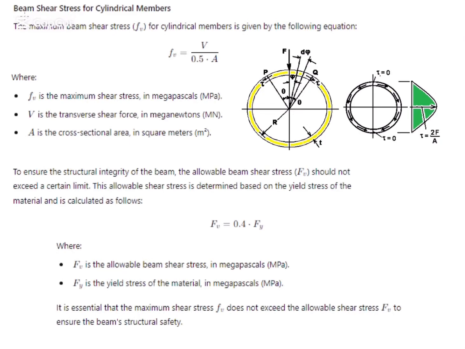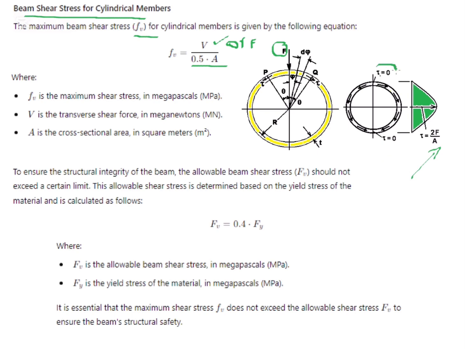So today we will talk about the beam shear stress for cylindrical members, like this kind of cylindrical members. The maximum shear stress Fe for a cylindrical member is given by the equation: F or V, both are the same, that's not an issue. That's the shear force, divided by 0.5 times A. A is the cross-sectional area of the tubular.